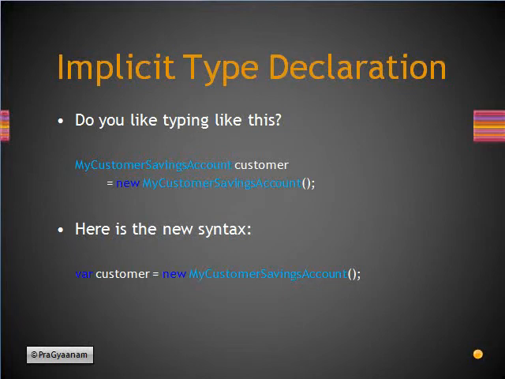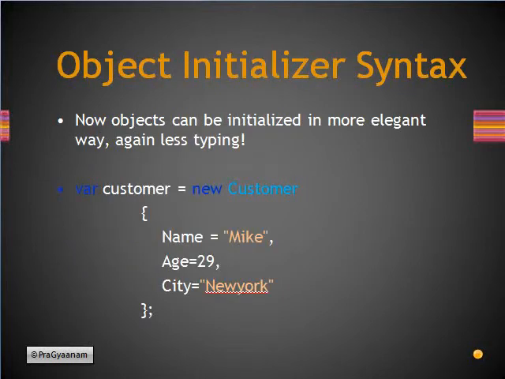Alright, the next feature is the new object initializer syntax. The name is a bit lengthier, but what it basically means is whenever you are creating an instance of an object, you can pass the values for all the public properties inside that class. Okay, so here is how you do it.